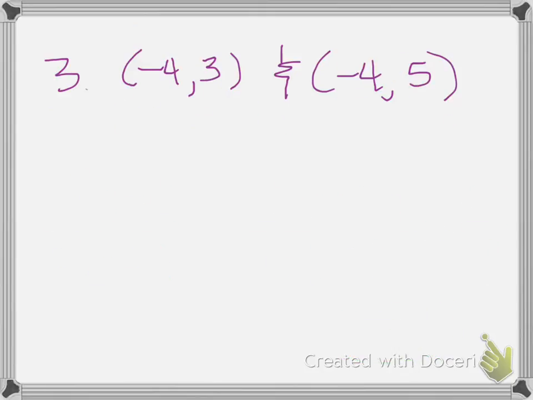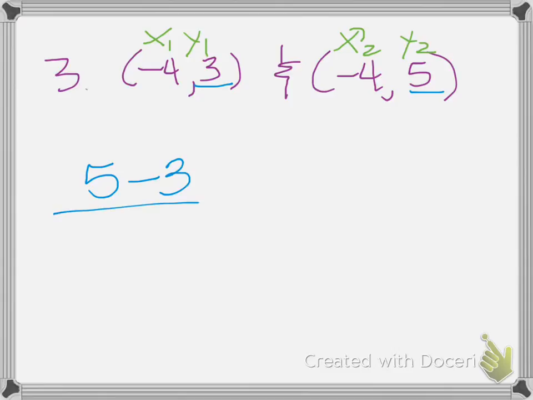Looking at number 3, we have 2 points. I'm going to label them x1, y1, and then x2, y2. So to do the top, y's are always on top, so I'm going to start with y2. I'm going to say 5 minus my y1, which is 3. And then on bottom, I'm going to say x2, which is negative 4, minus my x1, which is also negative 4. So 5 minus 3 on top is 2, and minus the negative changes to plus a positive, and negative 4 plus 4 is 0.